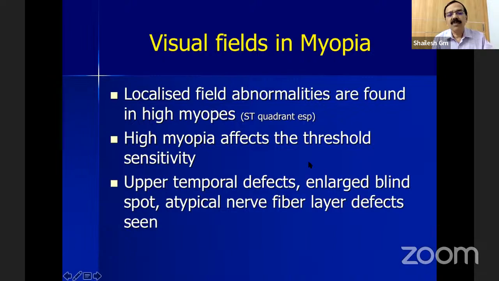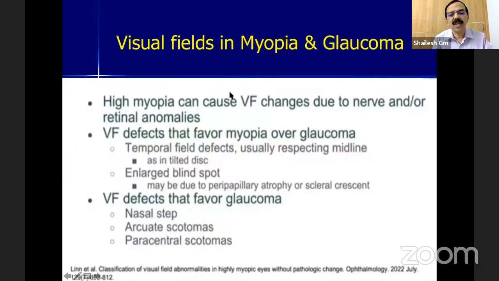The other part of evaluation is visual fields. So we have localized field abnormalities. There are so many other field abnormalities that we see in myopia with glaucoma. High myopia can cause field changes due to optic nerve as well as retinal anomalies also. We should be careful about that.